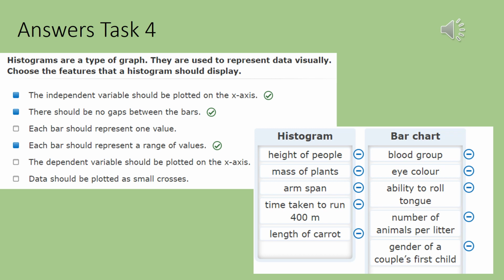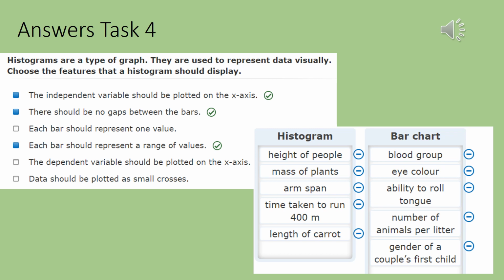So for this task, you had to identify the features that the histogram should display. So for the graph that we were looking at, it's really important that the independent variable goes on the x-axis. There's no gaps between the bars, and each bar represents the range of values. So if you look back at the other one, our graph showed a range between 1.01 to 1.1, and that's the bar.